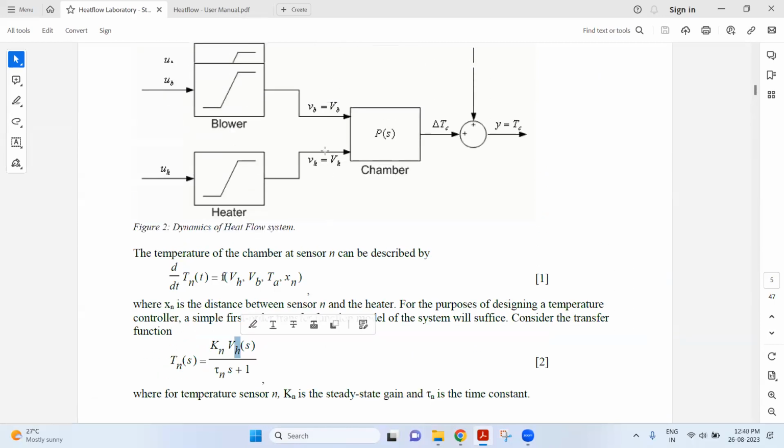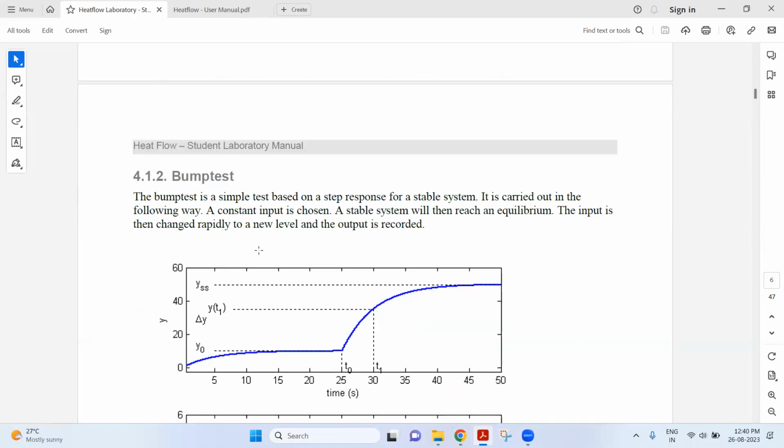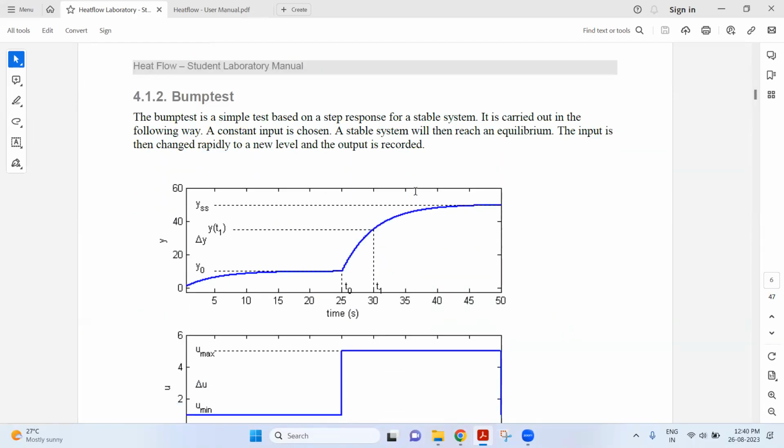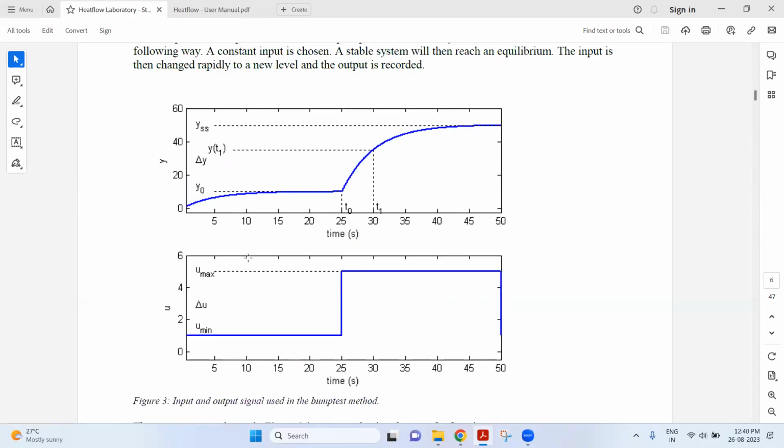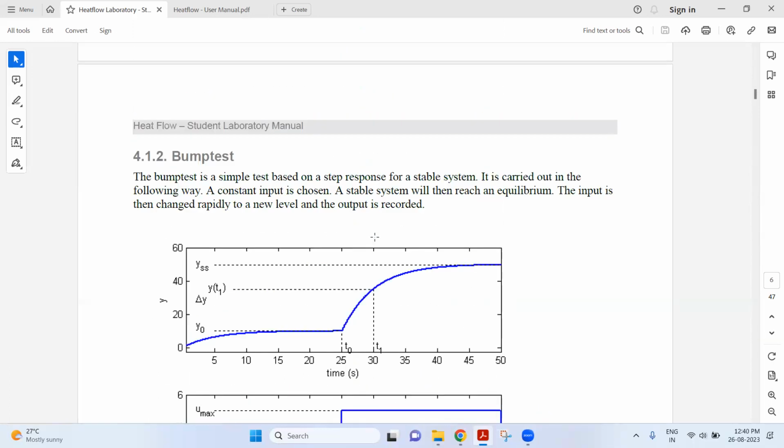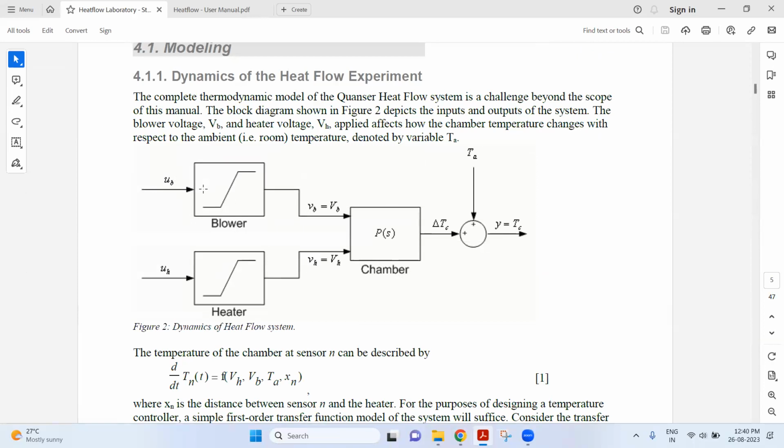VH is the voltage we obtain from this heater. Now we look at this setup. Now they are talking about this transfer function. What is the input and what is the output here? They are talking about what will happen here if you give the input.